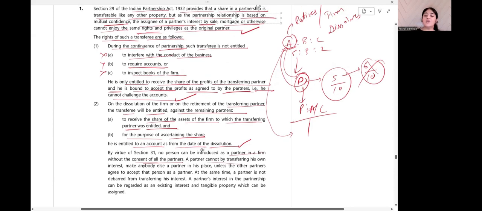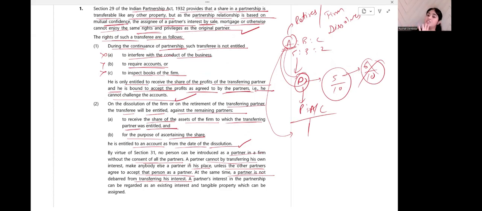A partner cannot, by transferring his own interest, make anybody else partner in his place unless the other partners agree or accept that person as a partner. At the same time, a partner is not debarred from transferring his interest. Unless other people agree that you can transfer your rights to this person, till then you can't transfer the rights. And if a partner wants to transfer, he is free to do so, but with the permission. Okay, these two sentences you can write.